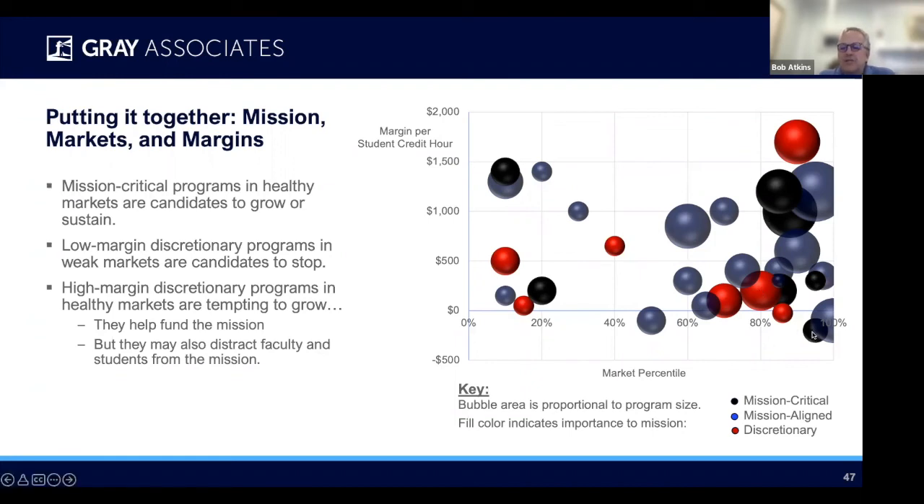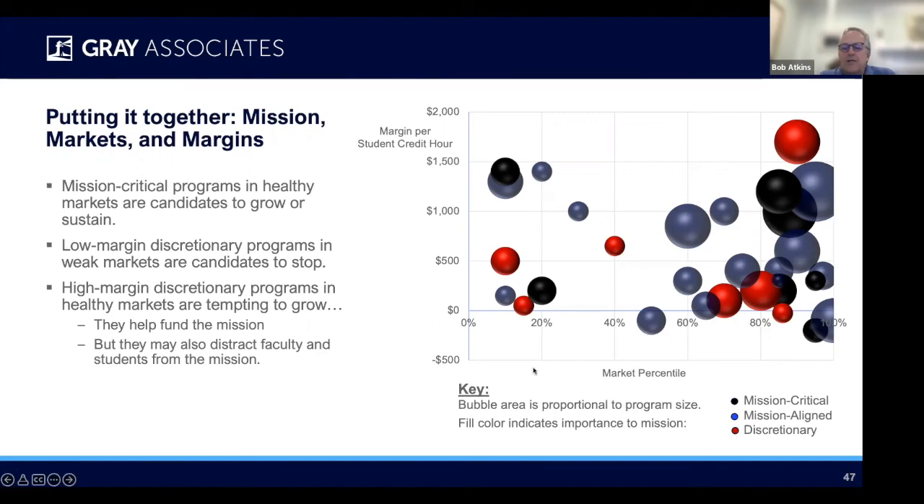And now let's contrast two programs here. I've got one down here in the bottom right that's black, so it's very mission critical. And I've got a red dot here right about 0 on the y-axis. So it's about 0 in terms of contribution, but it's discretionary. And you might think, well, this one's losing more money, let's get rid of it. I don't really think that's the right answer for two reasons.